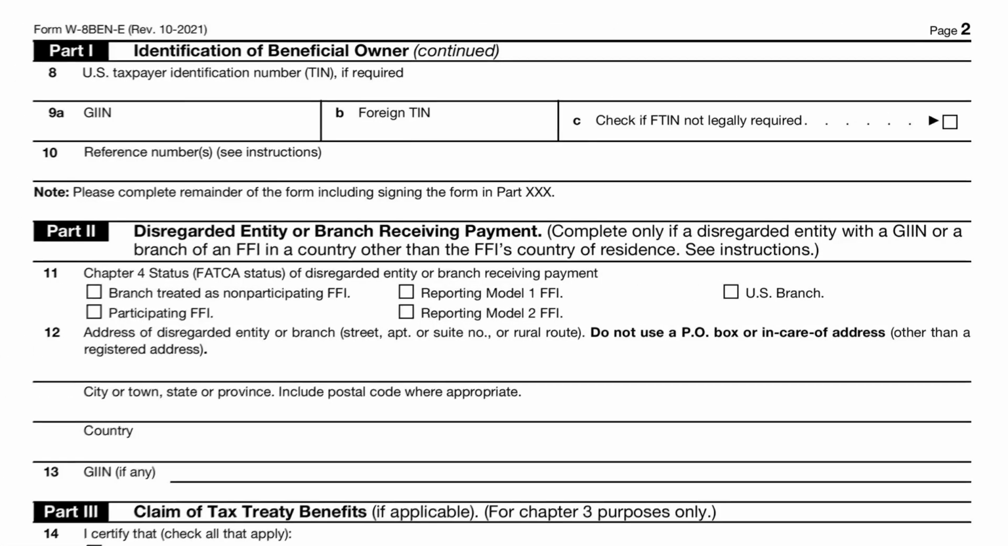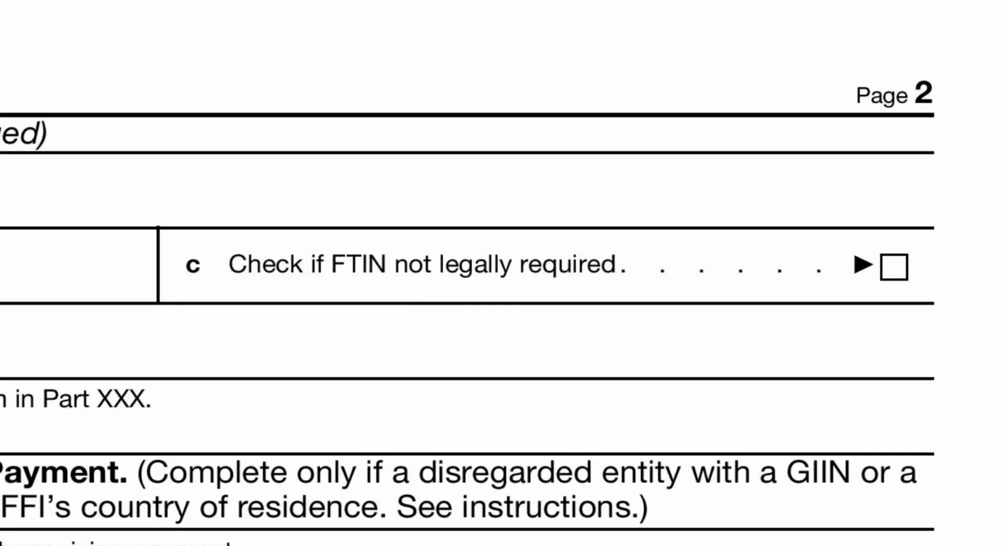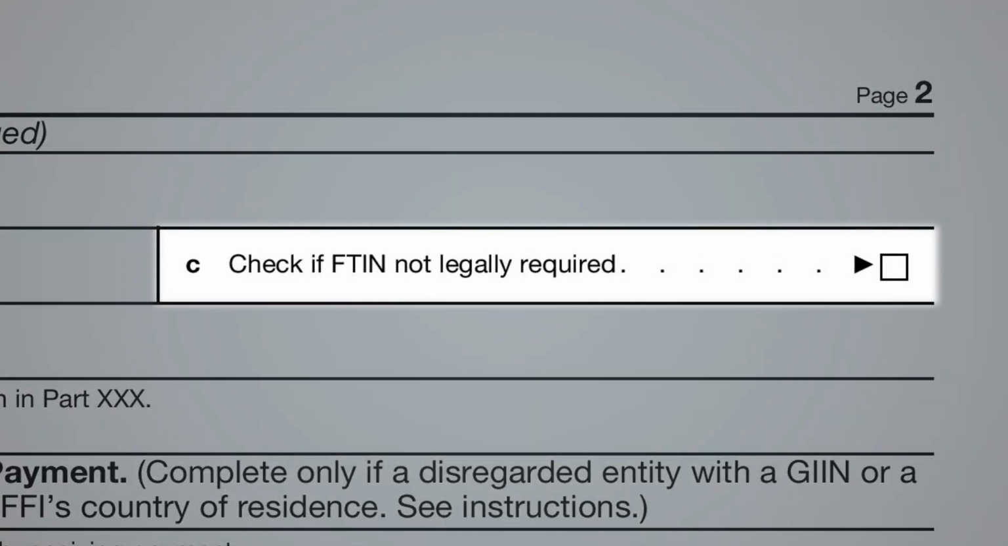Moving on, we have the brand new line 9c, which is a checkbox for FTIN not legally required. This has been added for account holders to indicate that they are not legally required to obtain a foreign tax identification number from their jurisdiction of residence, including if the jurisdiction does not issue FTINs.